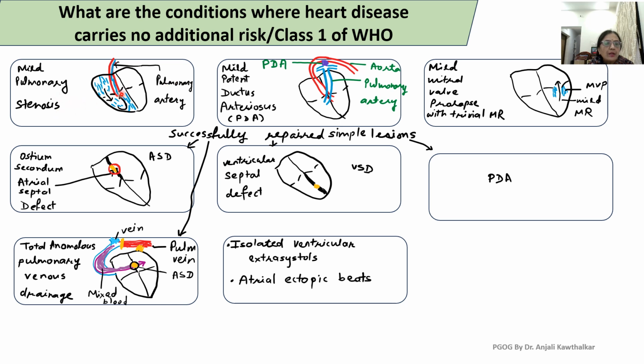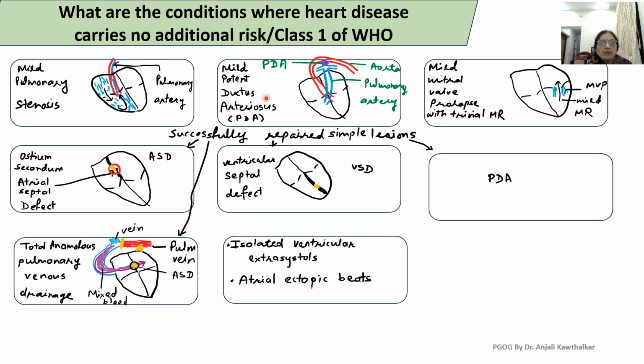So first is mild pulmonary stenosis. We have seen that if there is mitral stenosis or aortic stenosis, whenever it is severe, it is a contraindication for pregnancy. But on the other hand, if there is a mild pulmonary stenosis, where there is some resistance to the flow of blood from the right ventricle entering into the pulmonary artery, it carries no additional burden. It doesn't pose additional complications during pregnancy, and that is why it comes under class 1.